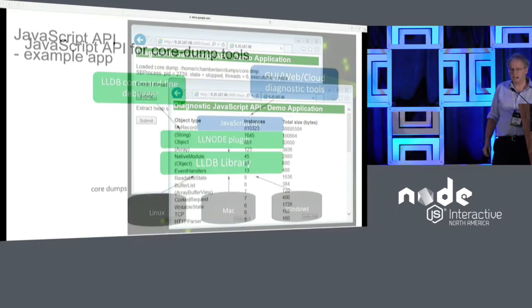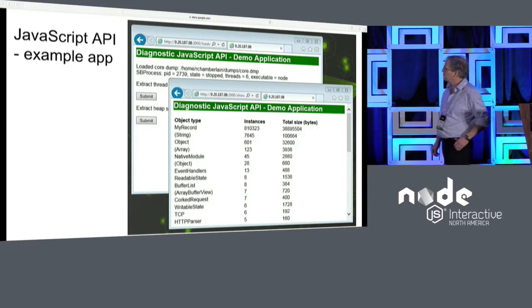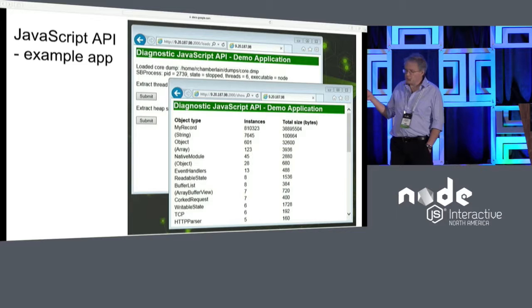So I've got a quick example here of what that might look like, a simple example running on Node using that API. So we've loaded the core dump into this application, and we've got a couple of options to display the threads and the heap. So here we've just done a listing of the objects of the heap by total size taken up, and you can see this is obviously a rogue application with 800,000 of those MyRecord objects. So that's the point at which you would investigate.